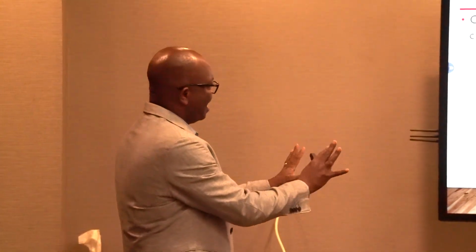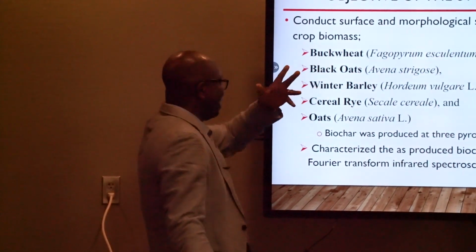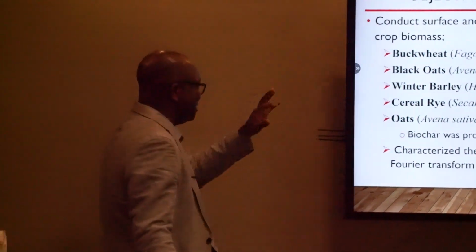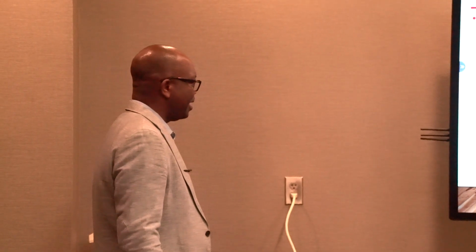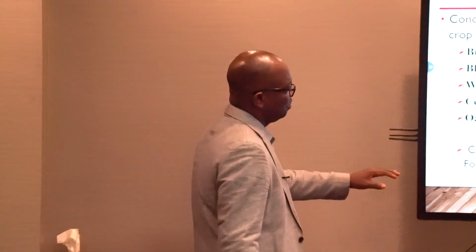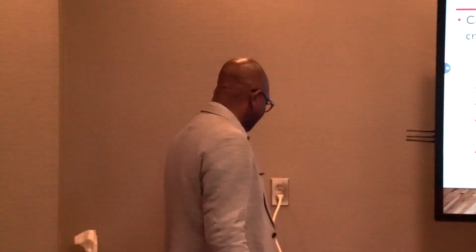So why did we choose cover crops? Sorry, I'll get to the cover crops, but the objective for the study now is we are using cover crops. The cover crops are listed here: buckwheat, black oats, winter barley, cereal rye, and so on and so forth. We carry them through the pyrolysis. We have 3 different pyrolysis temperatures based on the graph that I showed you previously: 400, 500, and 600. We will characterize this with 2 pieces of equipment, electron microscopy and Fourier transform spectroscopy.